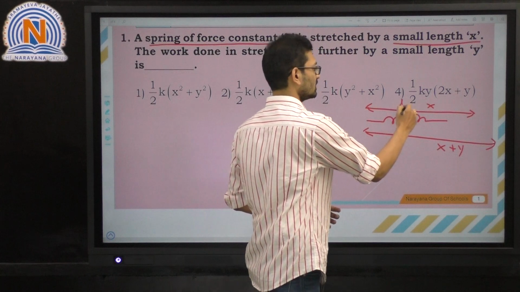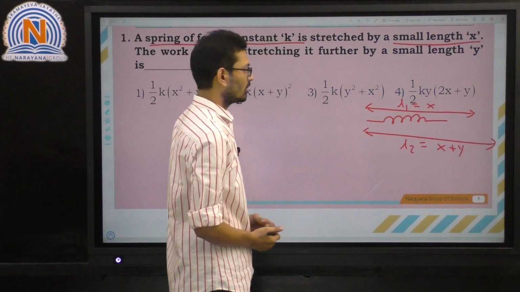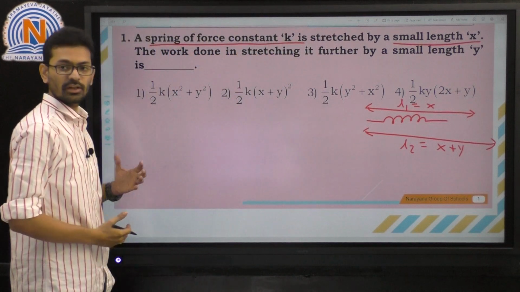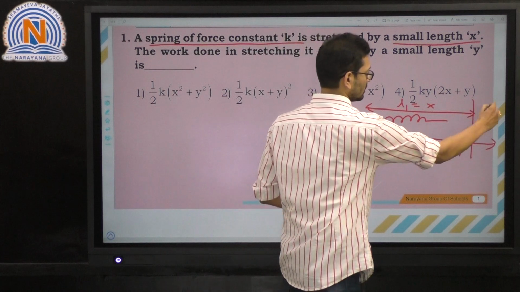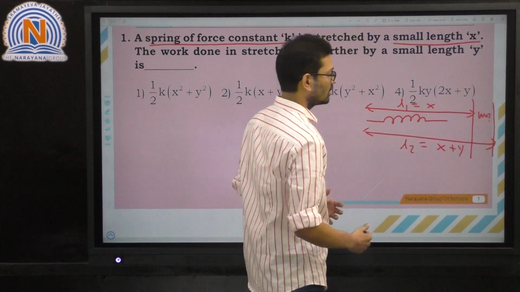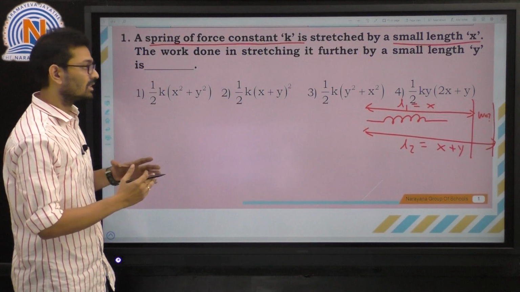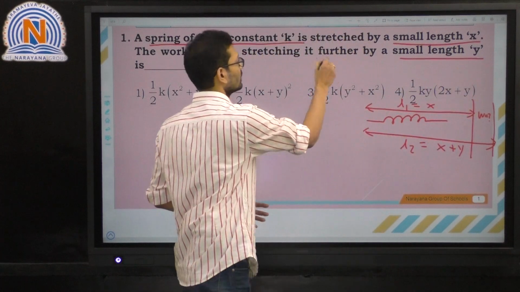Imagine the first stretch is L1 and the second stretch is L2. Now here we want the work done for this extra, further stretch, not the whole thing. Here the work done is a question mark. How much is the work done in stretching it further by another small length y?